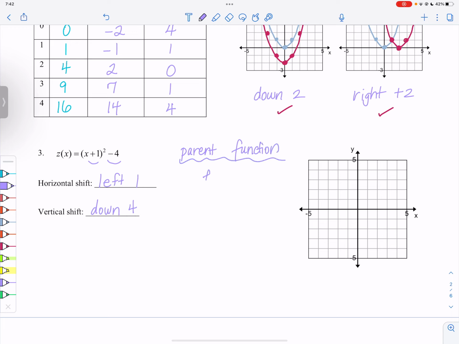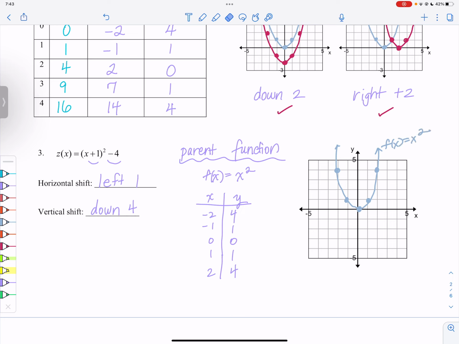is f of x, or y equals x squared. And those points would be, we have x and y points. And we can give some negative ones. I didn't in the above examples, but it might be nice to have some. So those on the graph look something like this. Okay, so that's the parent function, f of x equals x squared.